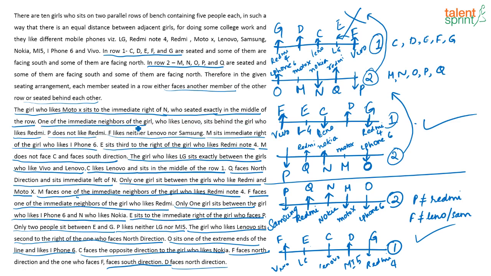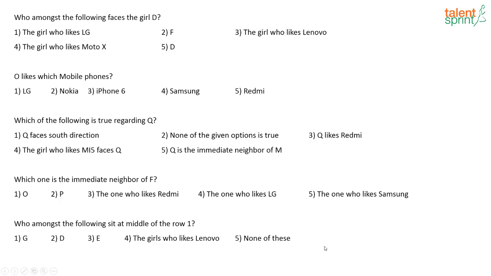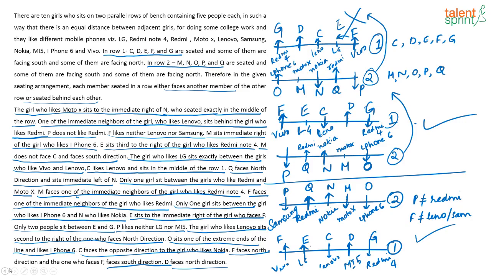One of the immediate neighbors of the girl who likes Lenovo sits behind the girl who likes Redmi. So sits behind means if this is Redmi, this person is sitting behind them. So they have to face like this. If they are sitting behind, the direction will be like this, right? If they are facing each other, it would be like this. So this was the information we had to consider to find the direction of E. With that, our arrangement is complete.